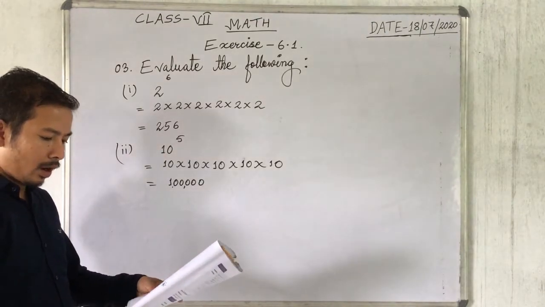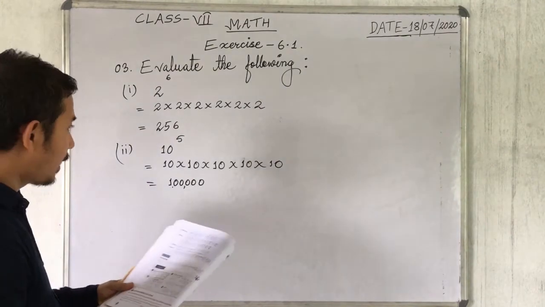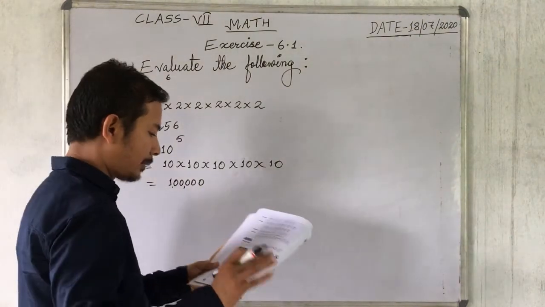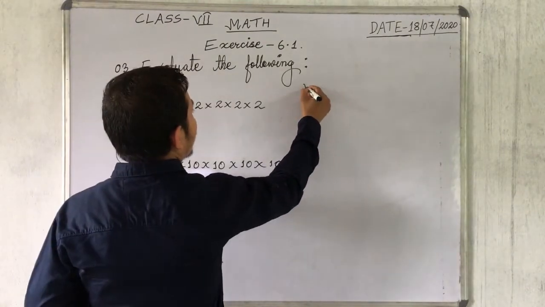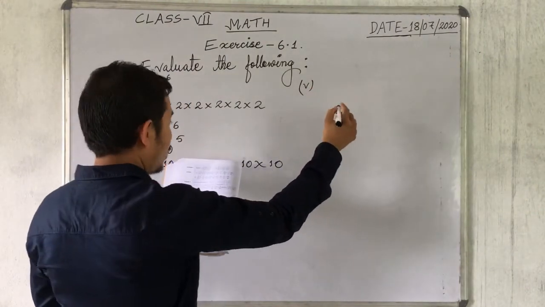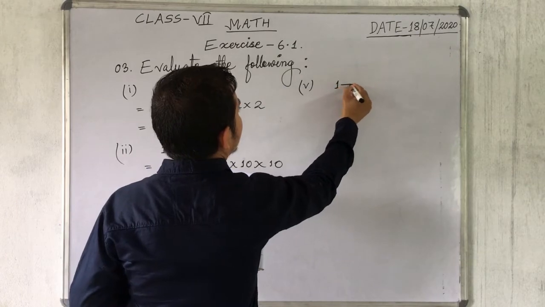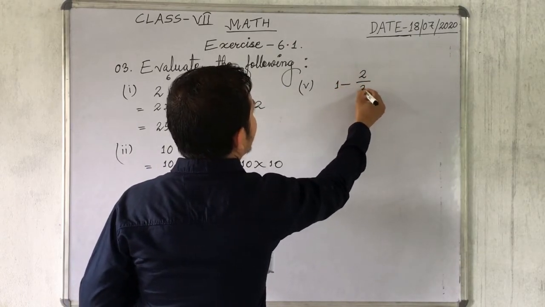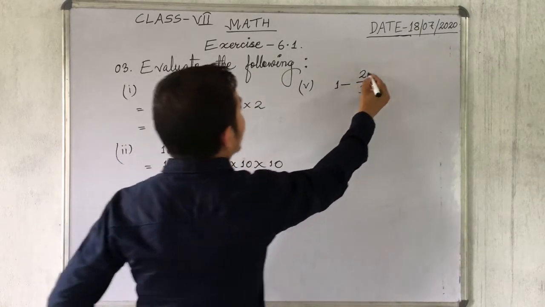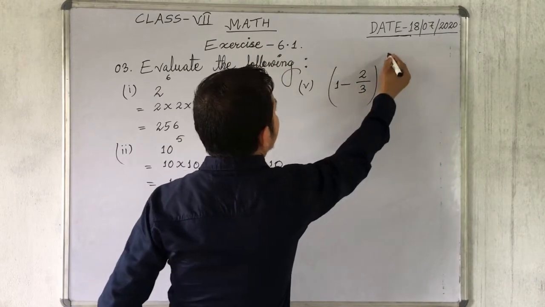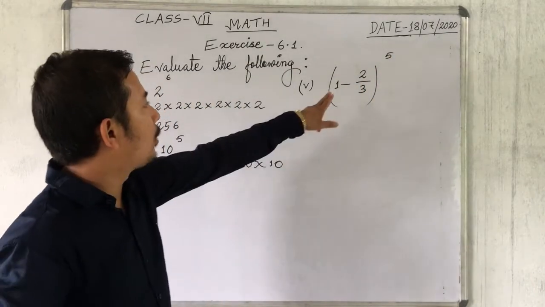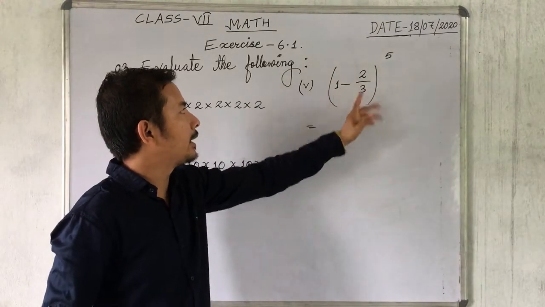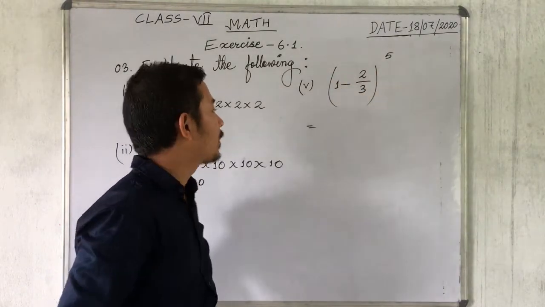Okay. Now look here at number 5. I'm doing question number 5 also. Number 5 is a little different from 1 and 2. Look here. Number 5 is 1 minus 2 by 3 whole to the power 5. This is the question. 1 minus 2 by 3 is inside the bracket, and whole to the power 5 is given here.